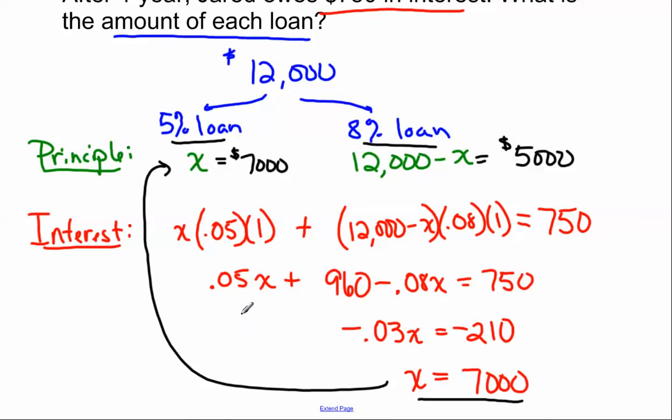And then scrolling down, we're going to collect our like terms and move the 960 over. I'm not freaking out that I have negatives, because when I divide the negative 210 by the negative 0.03, I'm going to get a positive number, the 7,000. Now, because I've labeled this and drawn out some schematics here, I look back and say, where's my X? Oh yeah, it's the 5% account. So in the 5% account, we have $7,000. How much in the 8%? Well, that was 12,000 minus the 7, which would leave 5,000 that we borrowed there.